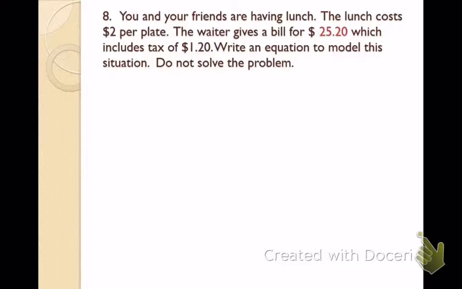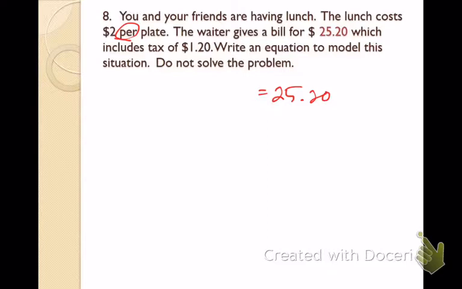So here's what we know. We know that everything totaled $25.20. That's what everything has to equal. The cost has to equal $25.20. Where does that cost come from? Well, here's that word per. We know that the lunch was $2 per plate. If there were 10 plates at $2 per plate, how much money is that? Well, hopefully you're thinking it's $20. And it would be because we take 10 times 2.